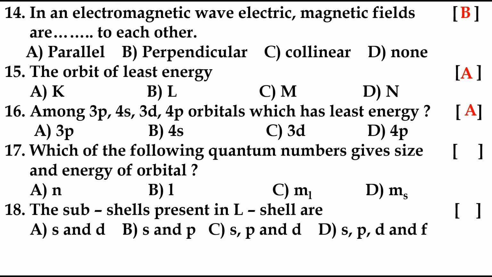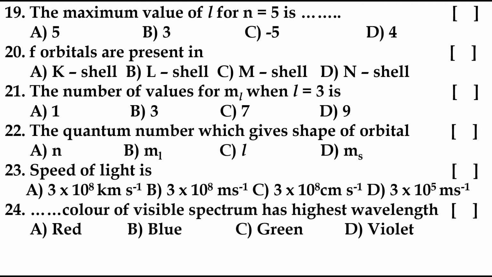17. Which of the following quantum numbers gives size and energy of orbital? A, n. B, l. C, ml. D, ms. Answer is A, n, principal quantum number. 18. The subshells present in L shell are: A, s and d. B, s and p. C, s, p and d. D, s, p, d and f. Answer is B, s and p.